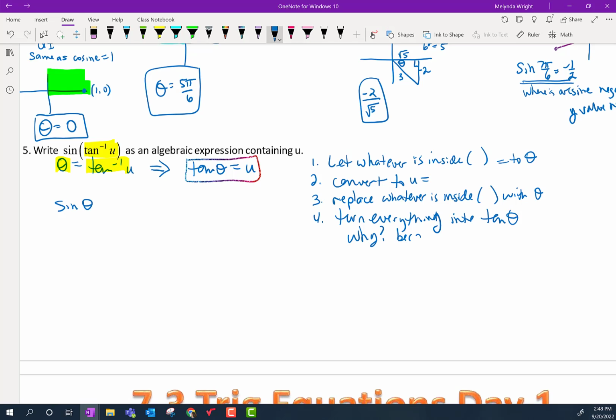Because in the end, we will replace all tangents with u's. We're not going to have any trig functions left. We're going to replace all the tangents with u's.